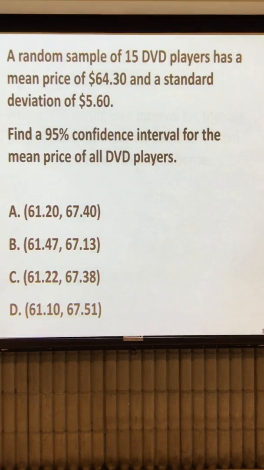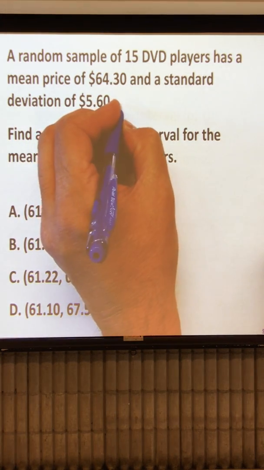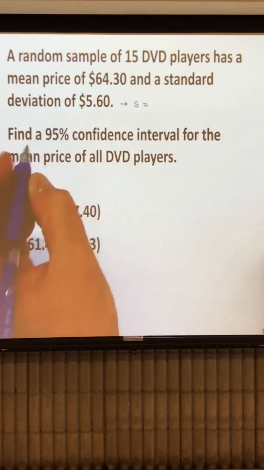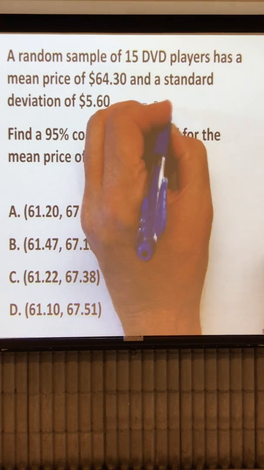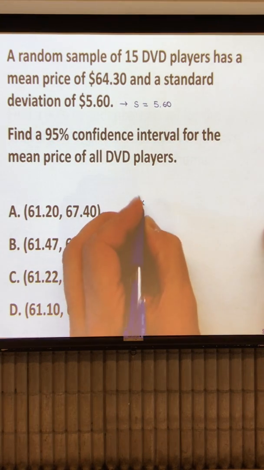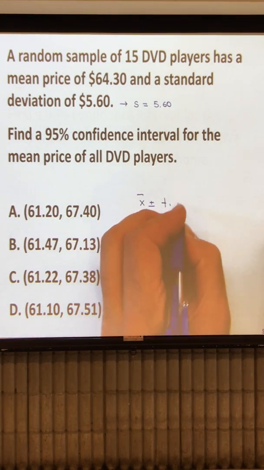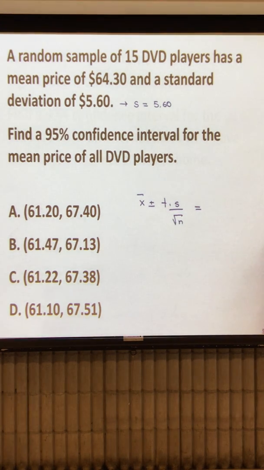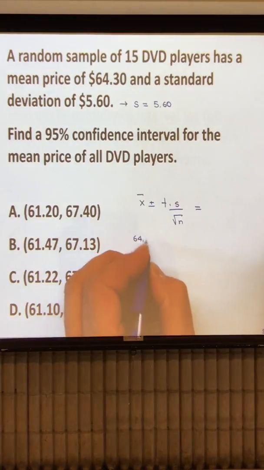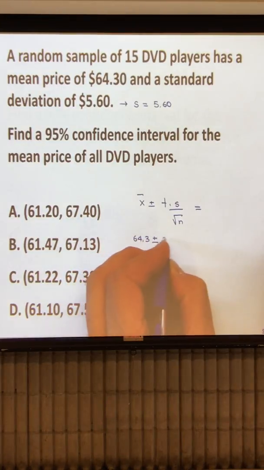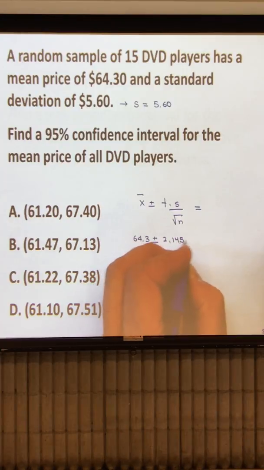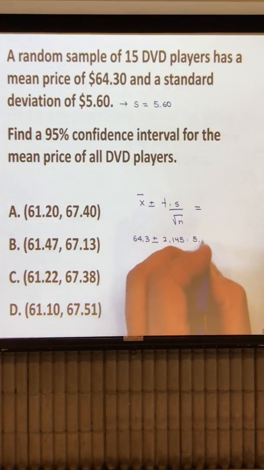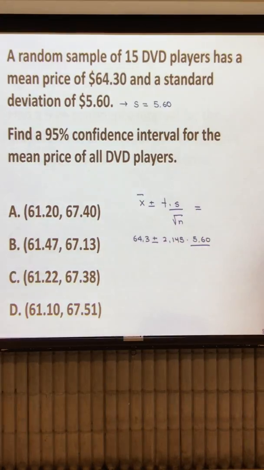Let's move on to the fifth activity. So in this case, we know the standard deviation of the sample. So S is $5.60. So we have x bar plus minus t times S over square root of n. X bar is 64.3. We know the t from the previous problem, 2.145, times the standard deviation, 5.6, over the sample size, which is 15.